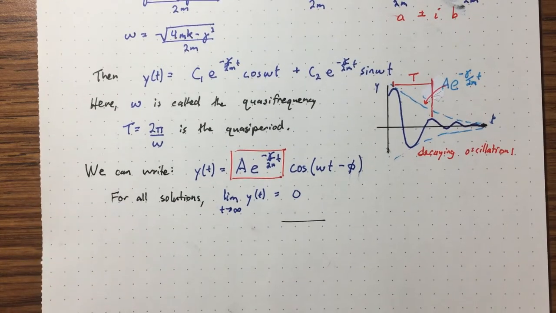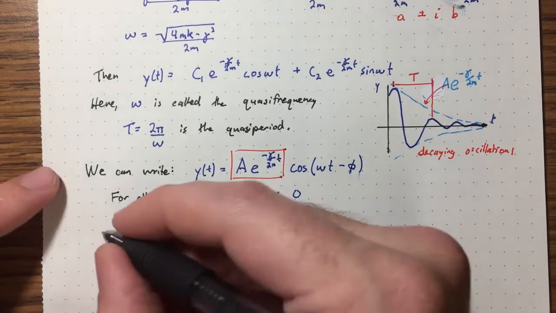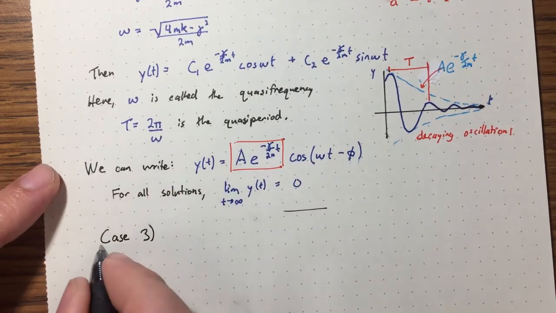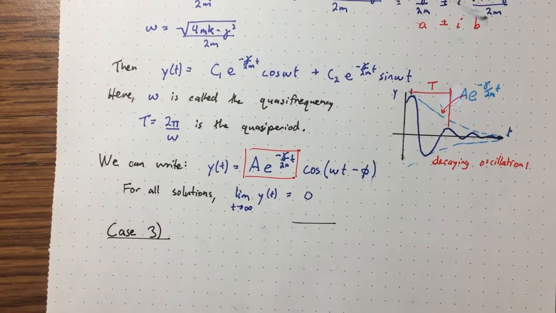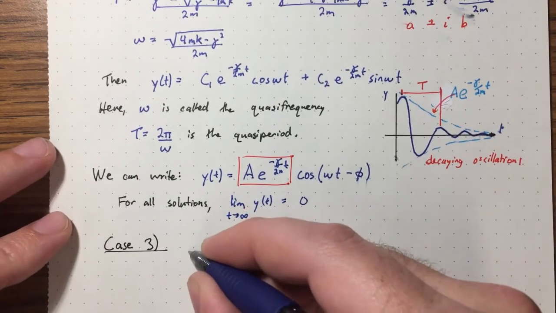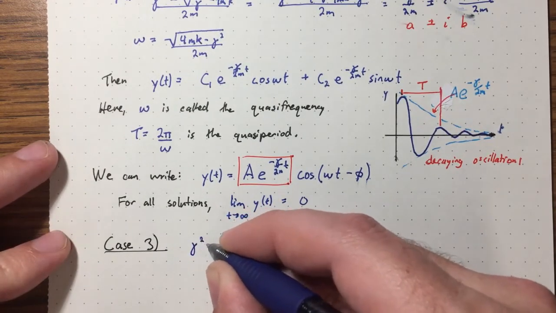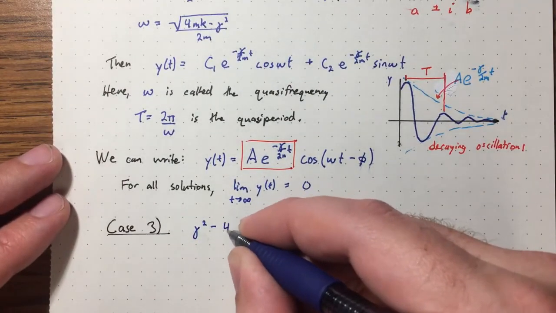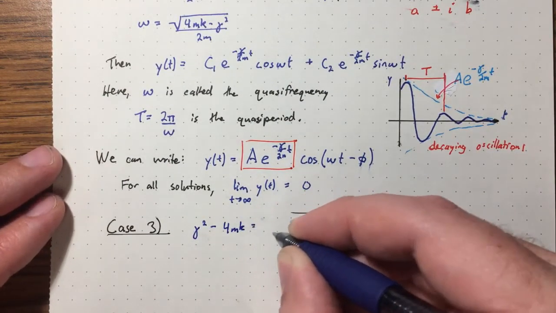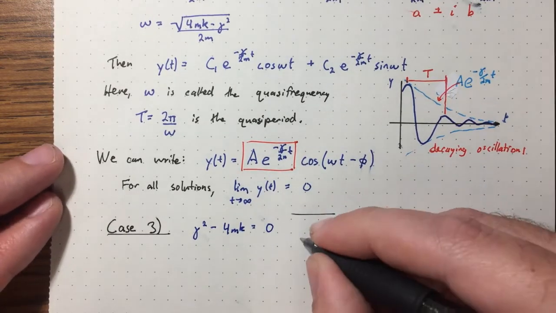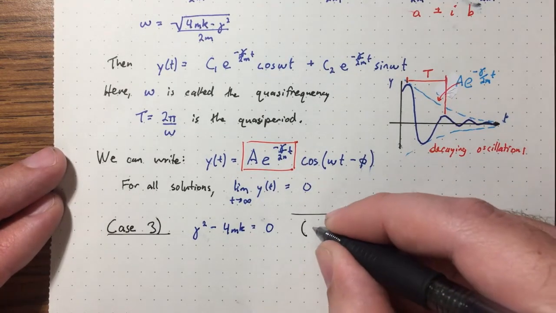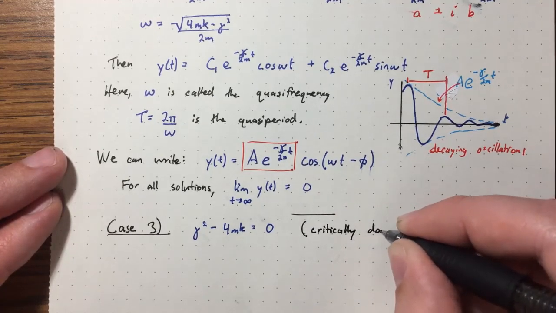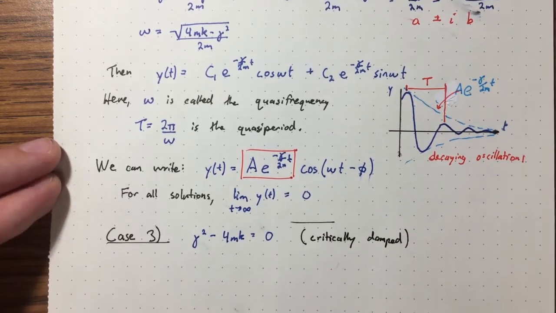And there's one more case. This is actually the most important of all of them, in a way, even though it technically doesn't come up in practice, because it's sort of right on the razor's edge between this case and the underdamped and the overdamped case. What if this discriminant happened to be exactly 0? So we call that critically damped, if it's exactly 0.